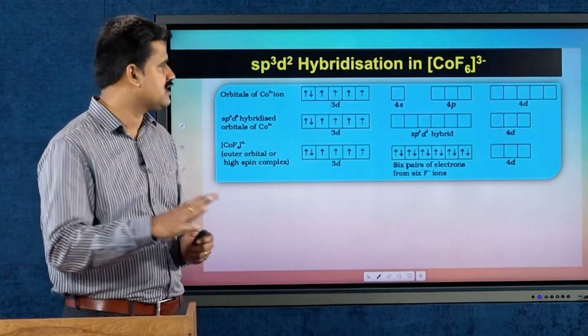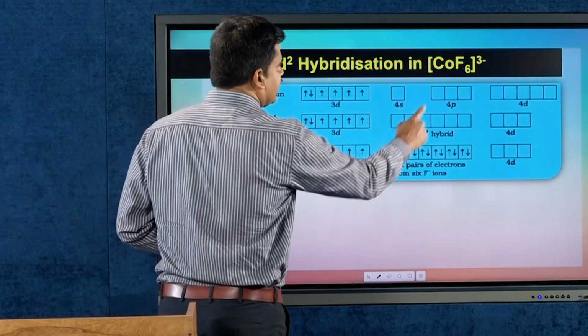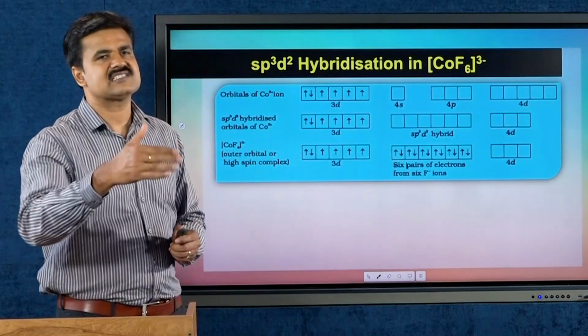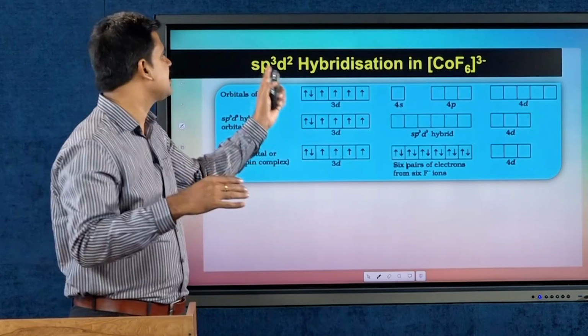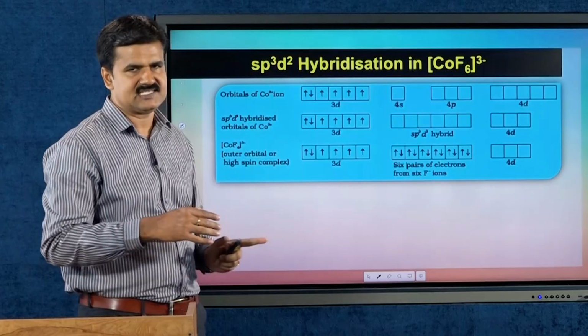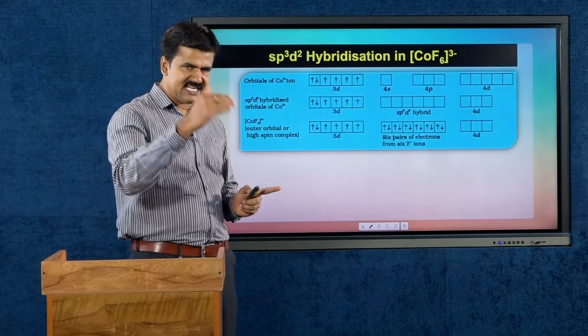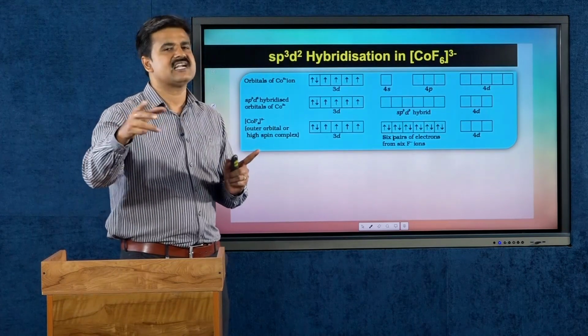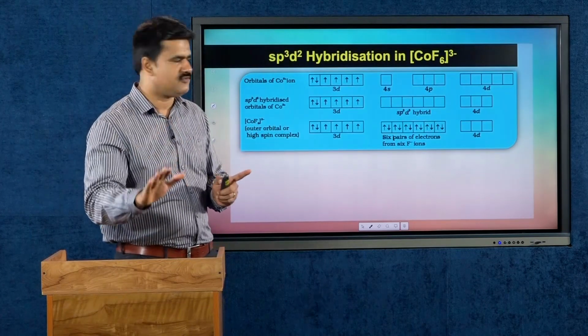The 6 orbitals are the 4s orbital, 3 4p orbitals and 2 4d orbitals. The d orbitals are from the outer shell. That's why we are representing it as sp3d2 hybridization. If the d orbitals are from the inner shell, you can mark this hybridization as d2sp3. In the coming slide, we will discuss that kind of hybridization also.